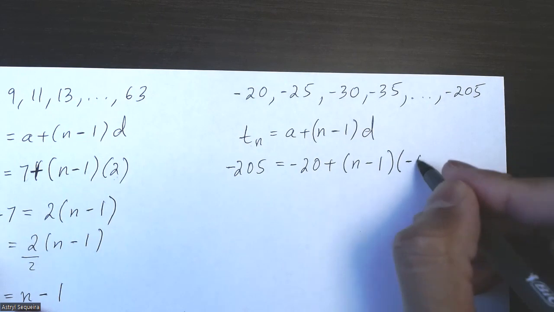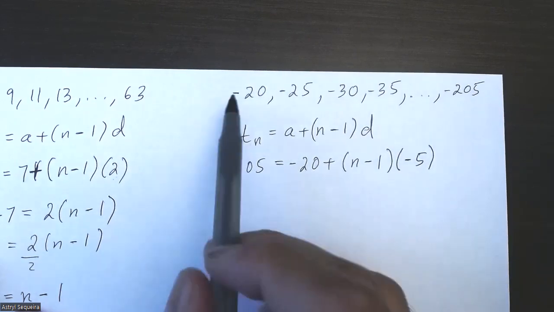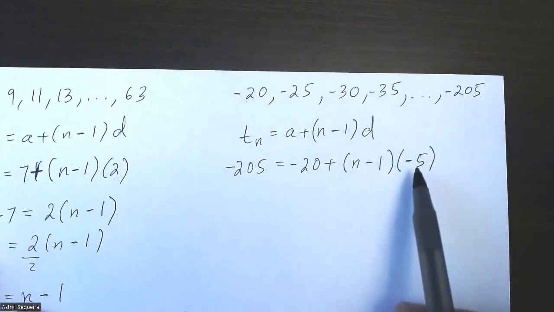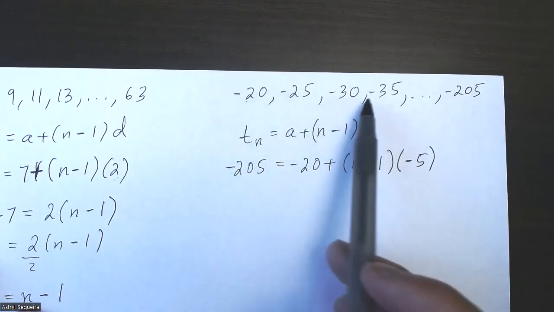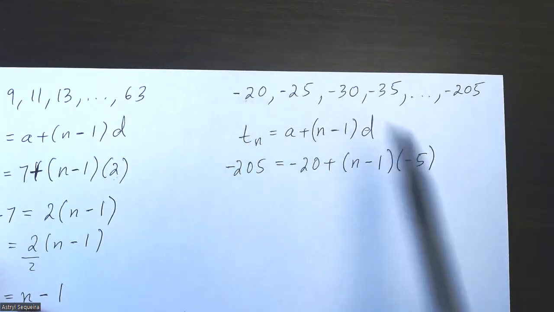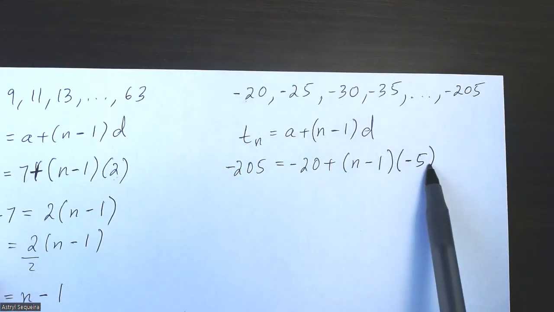So my difference is a negative number here. As you can see, the terms are constantly going down by 5. So that's why it's negative 5. So if it's increasing, it's a positive number. If it's decreasing, it's a negative number.